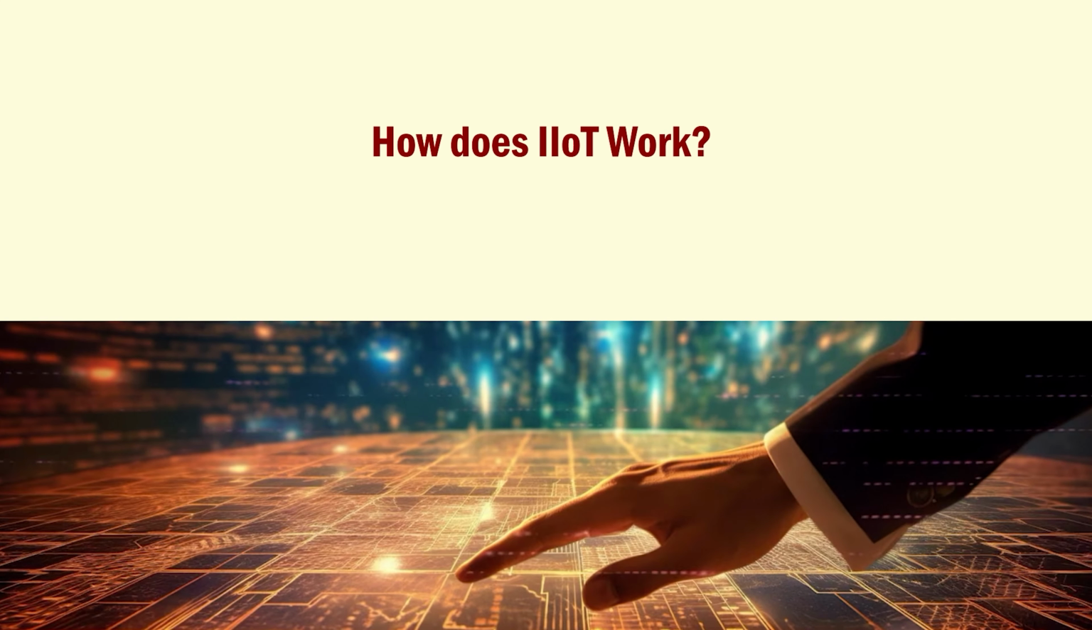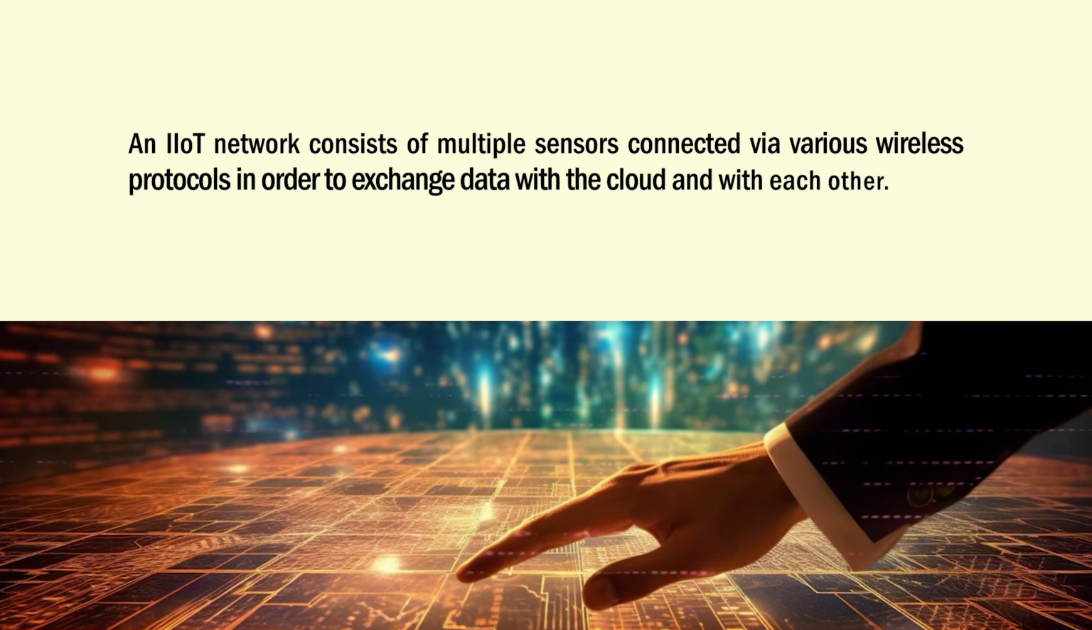Let us concentrate on IIoT work. In the earlier sessions, we had seen about the technologies, the networks, and the protocols. So, how these particular things are being glued and an IIoT application will be developed. An IIoT network consists of multiple sensors connected via various wireless protocols in order to exchange data with the cloud and with each other. The basic structure of an IIoT network is as follows.